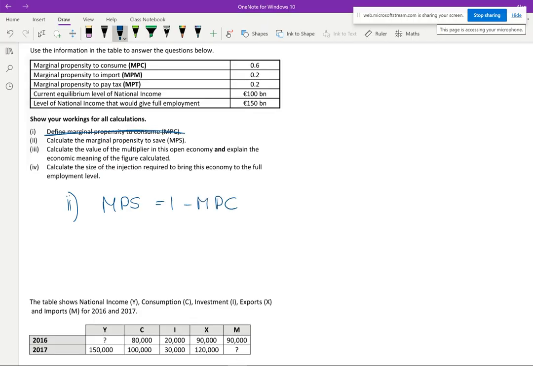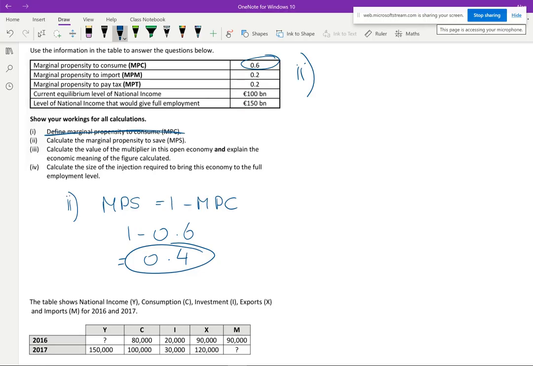Yeah, we know that from the last one, which therefore gives us 1 minus 0.6, which is right up here, which is equal to 0.4. Job done. So we save 40% of the income and we spend 60% of it. Easy. Part two. It says calculate the value of the multiplier in this open economy and explain.